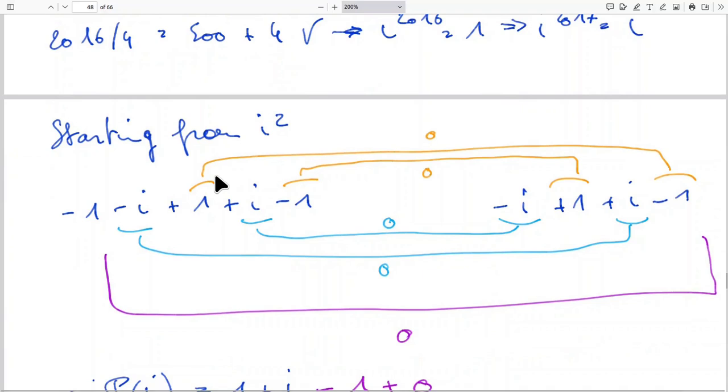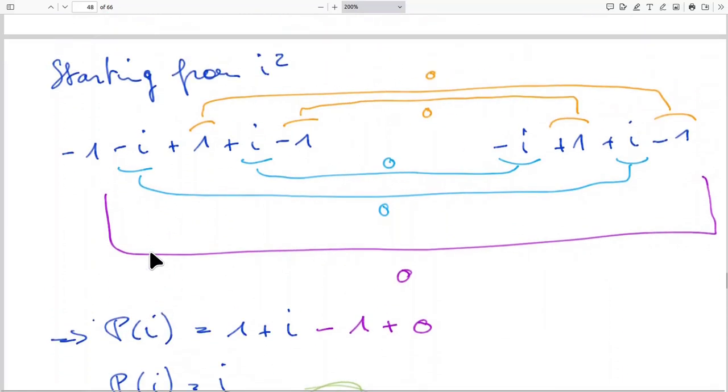And you can see you can always find groups like 1, minus 1, minus i, plus i, that will cancel each other out. That will give 0. It means this whole thing boils down to 0.